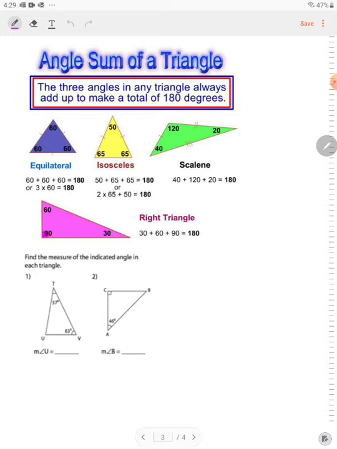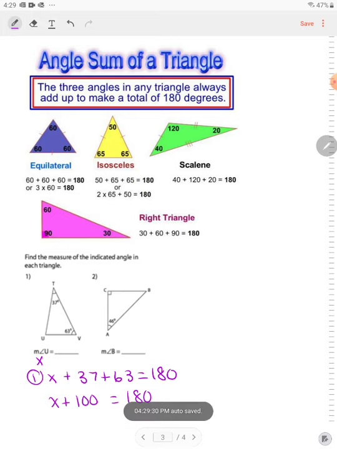So in order to find angle U, we're going to call that x. For number 1, we're going to say x plus 37 plus 63 equals 180. So that's the new concept as far as the geometry. x plus 100 is equal to 180. And if you recall from algebra, to undo addition, you're going to subtract. So 180 minus 100 gives us a value of 80, which is 80 degrees.